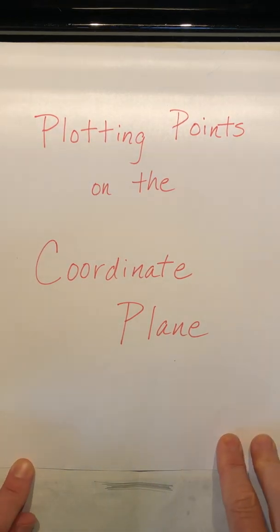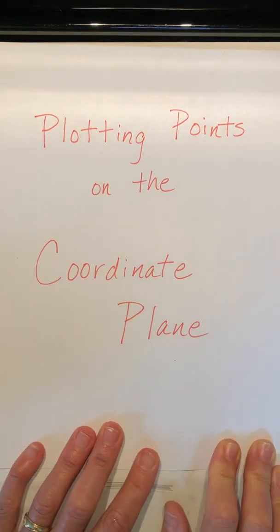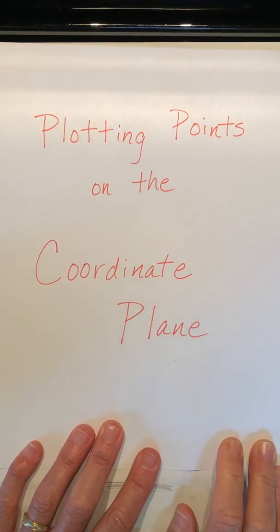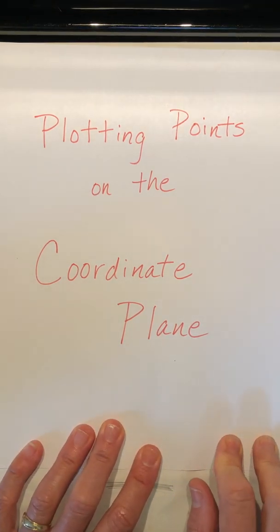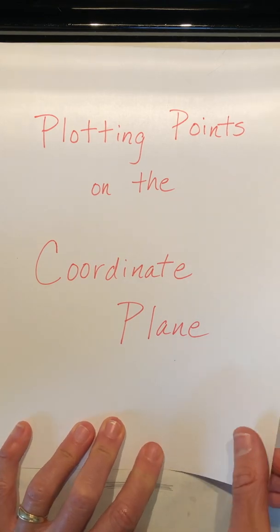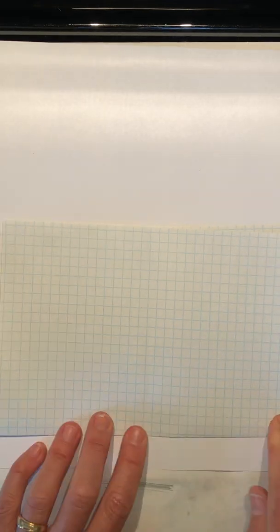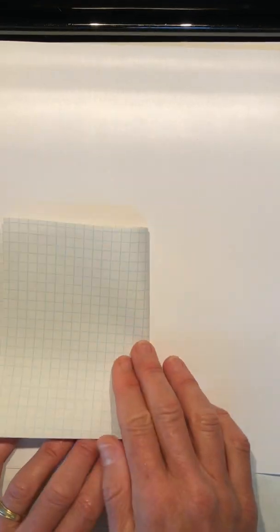Wonderful students. We're going to talk about plotting points on the coordinate plane again today. And we're going to do it a little bit differently. You still need graph paper, a ruler, and your pencil. So what I'd like you to do is take your graph paper and just fold it into fourths like this.